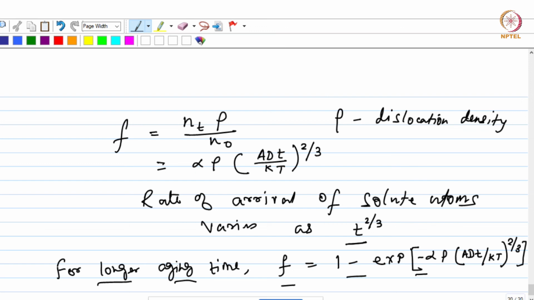Right, so from here you can see the dependence of this solute segregation, or this build-up of atmosphere of solute around the dislocations, on the time as well as temperature also. And this is what we wanted to know. If you remember, we started with this objective of knowing how this solute atmosphere build up depends on the time and the temperature. All right, so with that, we come to the end of this lecture. Thank you for your attention.